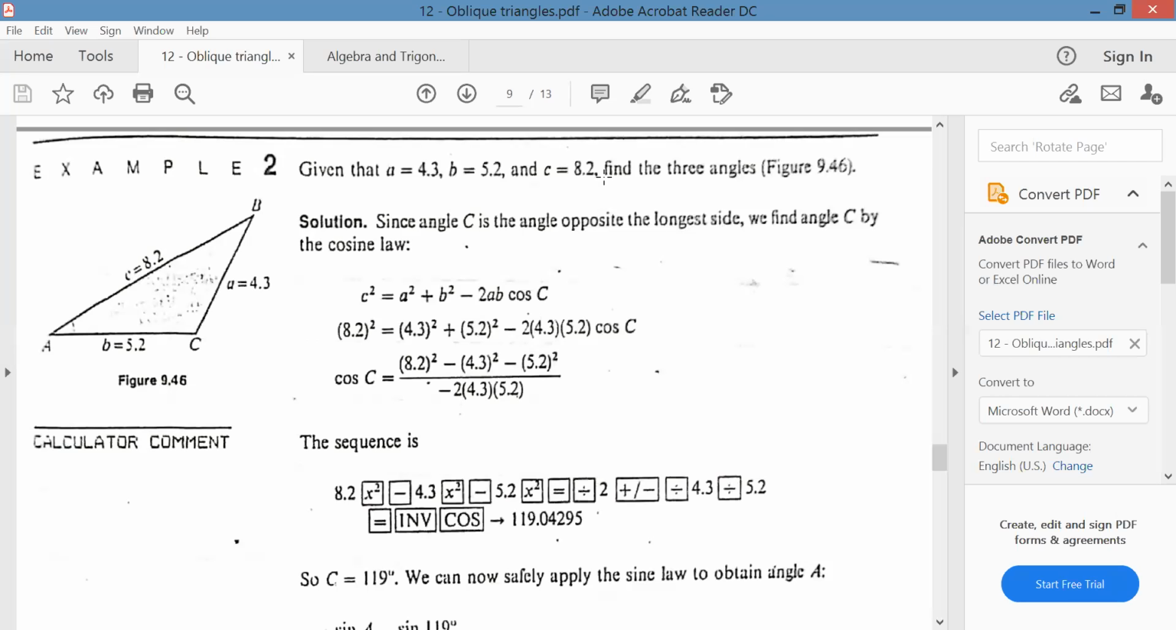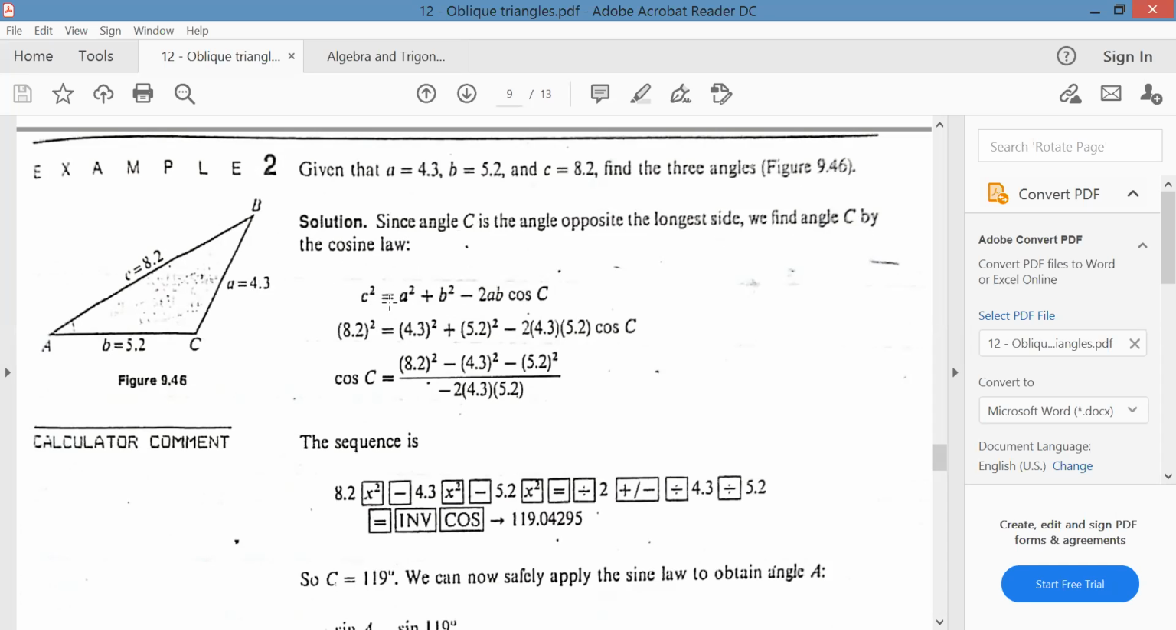Any of the three angles you can start from, that is not a problem. Since angle C is the angle opposite to the longest side, we find angle C by cosine law. Of course all three angles have to be found. The author is more inclined to find angle C first. The relation for cos C is this one.